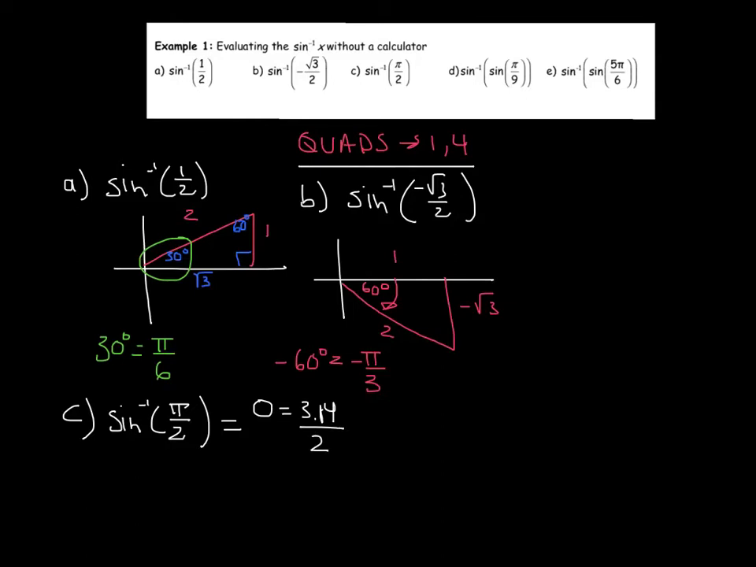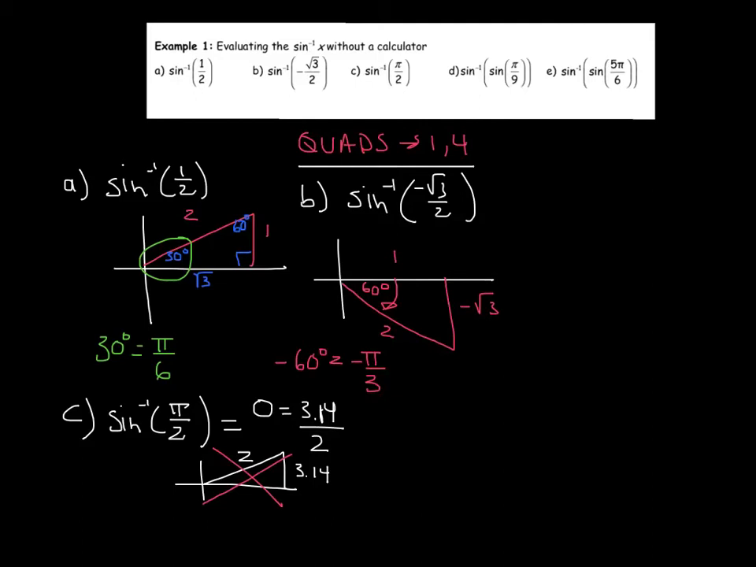Now, let's just think about that. That is not a proper triangle. How can you have a triangle where the opposite side is 3.14 and the hypotenuse is 2? Do you see that? That is not a correct triangle, because the hypotenuse, by definition of a right triangle, must always be the biggest side of the triangle. So this is undefined.